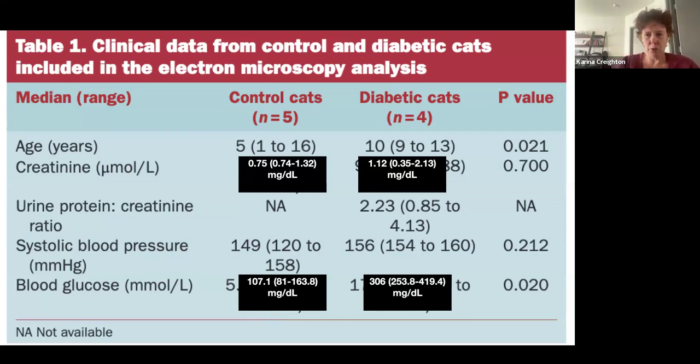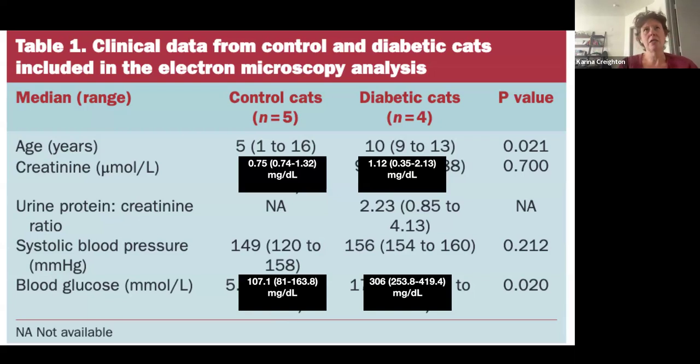Seemingly only one cat had what we would call overt, whether you call it AKI or CKD, in these patients. I guess only one cat with potentially a significant increase in creatinine. I think importantly, and this comes back to available samples, there was a pretty significant age difference between the control cats and the diabetic cats. So I think that's probably important.